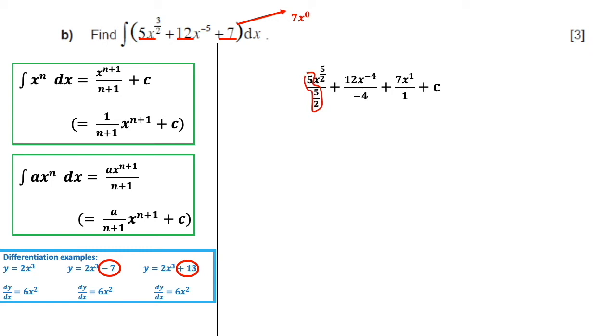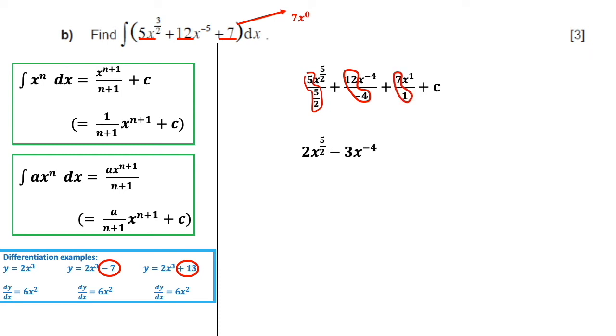If I look at the first term again, we have 5 over 5 over 2. So you could just type that in your calculator. If you want to think about it in a non-calculator way, just remember that 5 divided by 5 over 2 is the same as bringing the 2 up to the top to become 10 over 5, which would give us 2x to the power of 5 over 2. As I said, you can just type that in on your calculator. Second term, you have 12 divided by minus 4. 12 divided by minus 4 is minus 3. The second term becomes minus 3x to the power of minus 4.